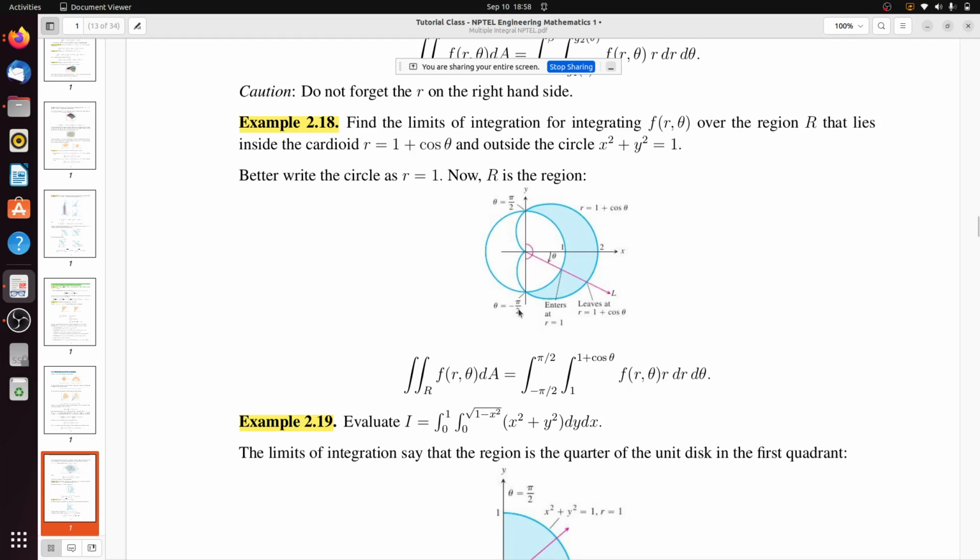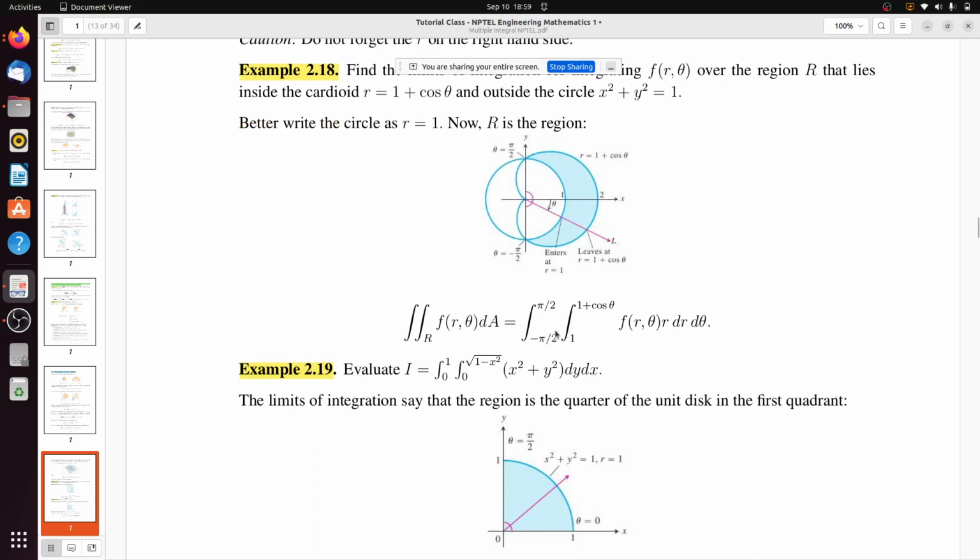So you integrate from minus pi by 2 to pi by 2, and here r equal to 1. So how does r vary? r varies from 1 to 1 plus cos theta. Now you integrate from 1 to 1 plus cos theta, f(r, theta) and the Jacobian.